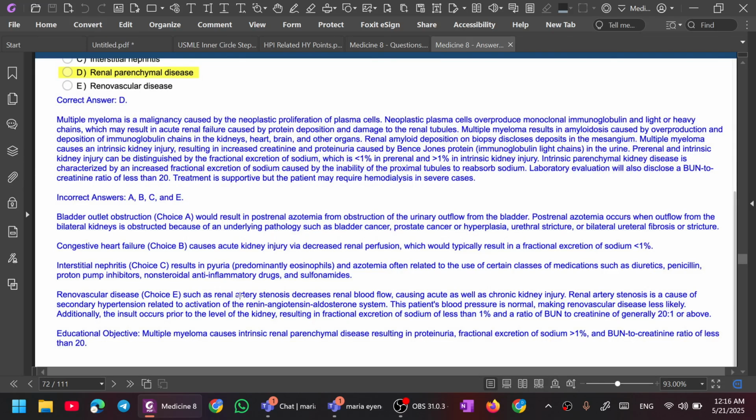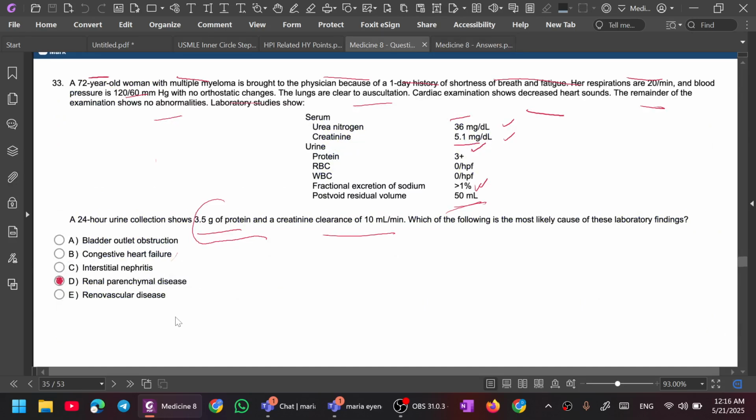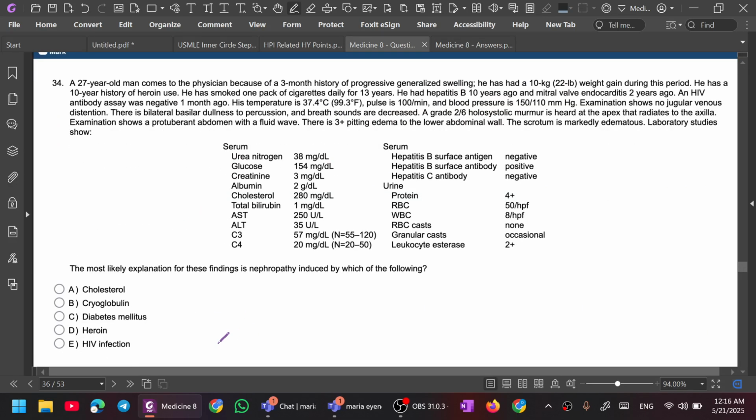And it's not E, renovascular disease, such as renal artery stenosis. It decreases renal blood flow, causing acute as well as chronic kidney injury. Renal artery stenosis is a cause of secondary hypertension related to activation of the RAS. This patient's blood pressure is normal, making renovascular disease less likely. Additionally, the insult occurs prior to the level of the kidney, resulting in fractional excretion of sodium that's less than 1%, and a ratio of urine creatinine generally 20 or above.